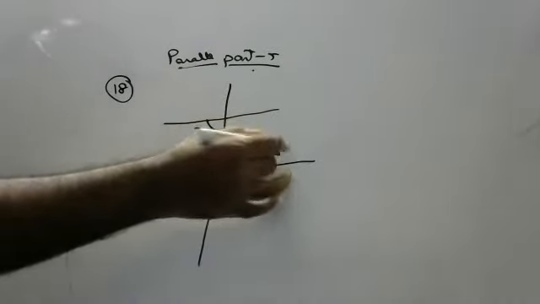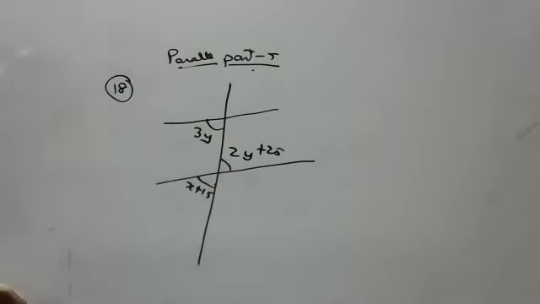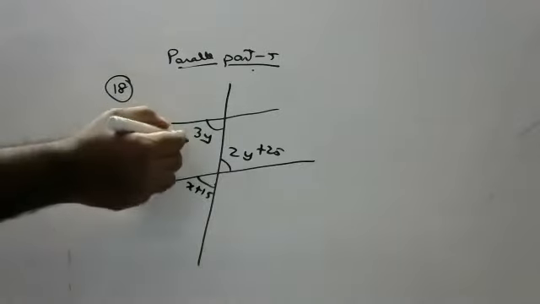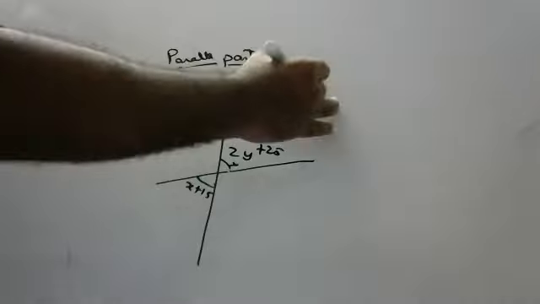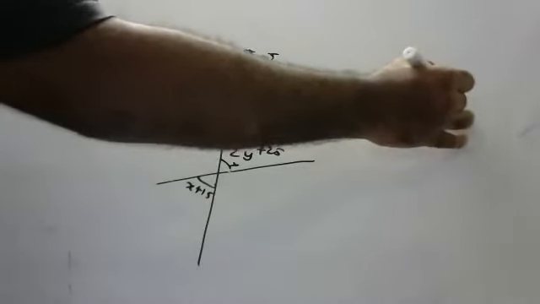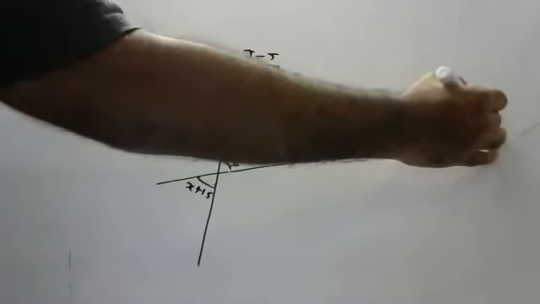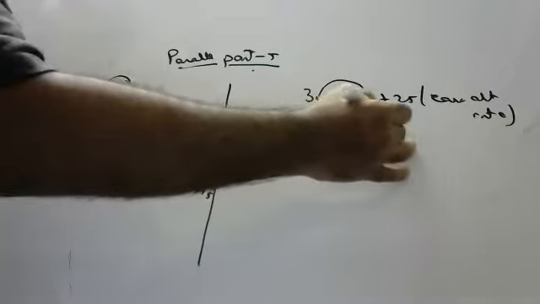2y plus 25 and this is x plus 50. Children, he is asking what is the value of x. All of you remember, this angle and this angle are equal. Why? Alternate interior angles, they are equal. So if you bring this here, 3y minus 2y is equal to 25.